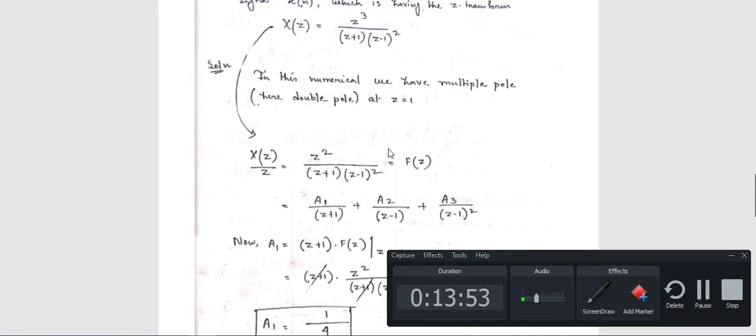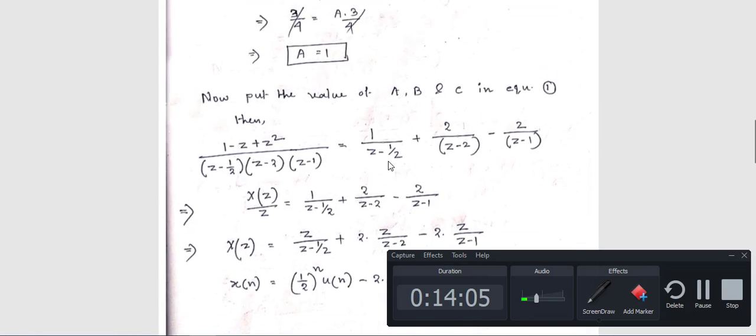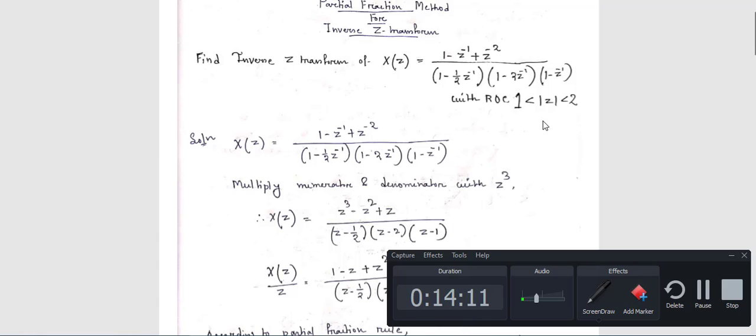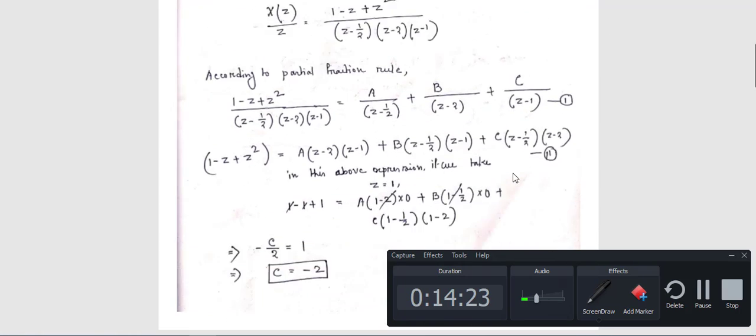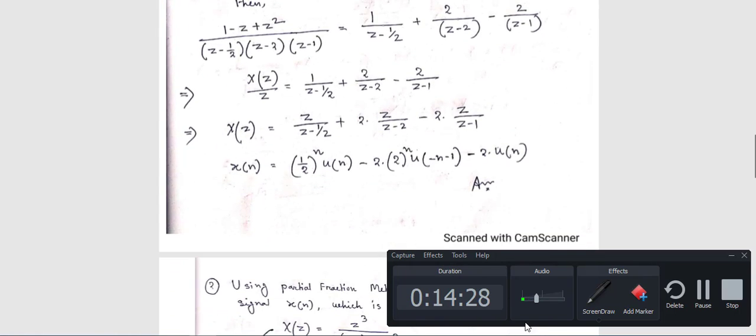Now come to the problem. So this is your answer. X(z) is equal to this. Now from this, if we want to calculate the result of inverse Z transform, first you have to check whether this function is causal or non-causal, because the ROC is attached here. What is your ROC? Here the ROC says mod z is greater than 1 and less than 2. That means the ROC is the region having radius 1 to 2. Now let me draw the ROC here.